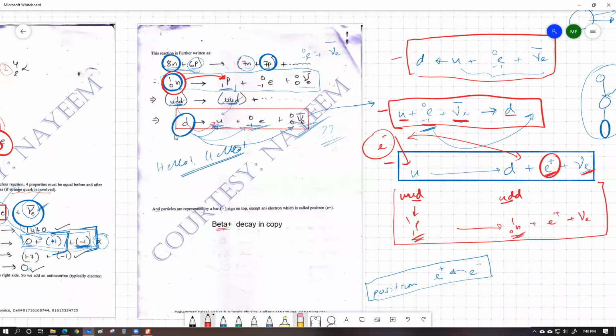Give a long horizontal line over here and write the heading: beta plus decay discussion.